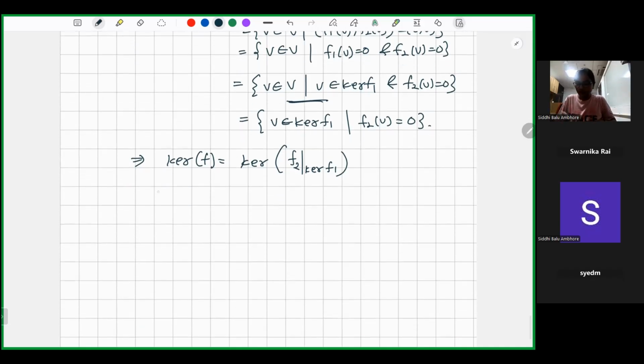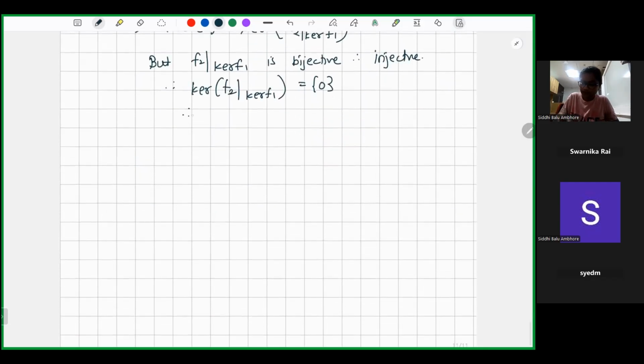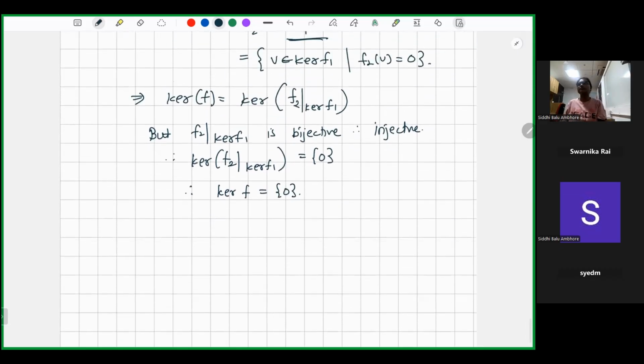Okay, but we know that f2 restricted to kernel f1 is bijective, therefore injective. Hence, the kernel of f2 restricted to kernel f1 is just 0, and therefore we get that the kernel of f is 0. Is this okay?